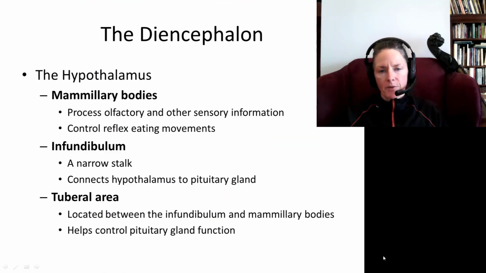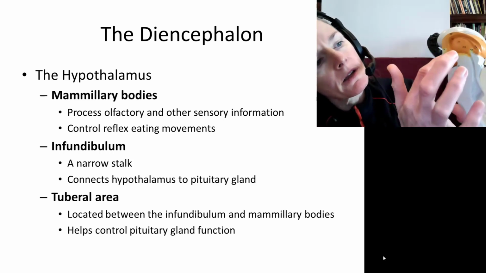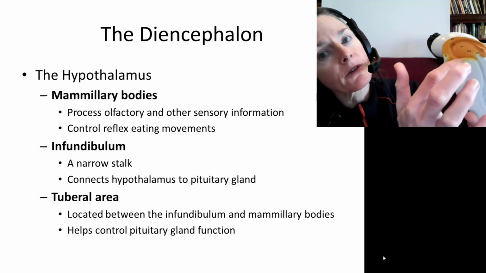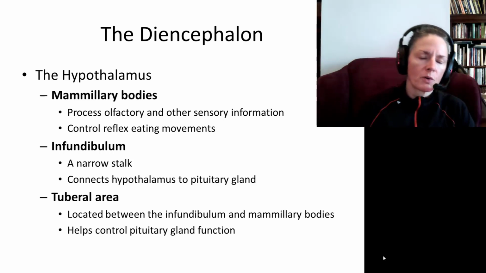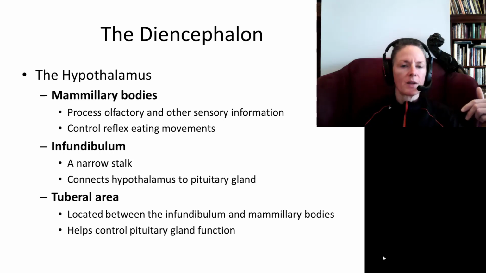Now let's move to the hypothalamus, which, as the name implies, is the structure below the thalamus. So if this is our thalamus here, then all of this stuff is the hypothalamus. The hypothalamus has two structures on the underside, one of which is called the mammillary bodies, which are related to controlling reflex eating movements such as licking. They also process things like olfactory and other sensory information.